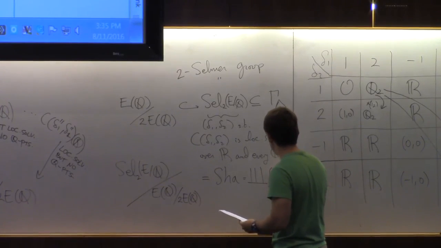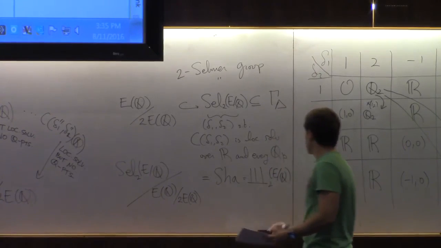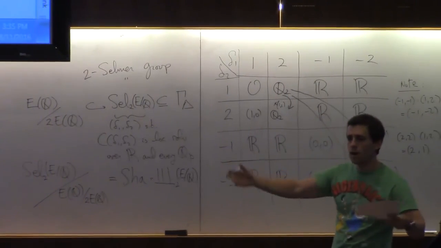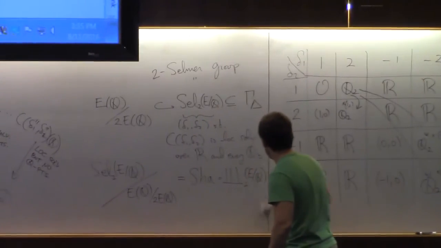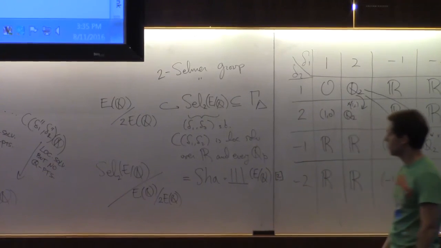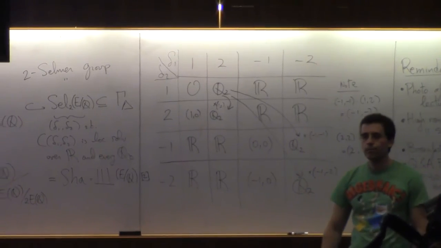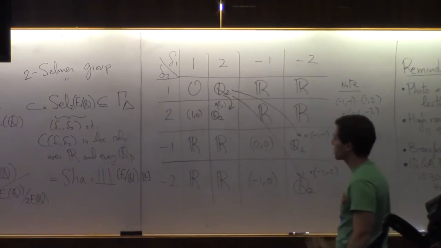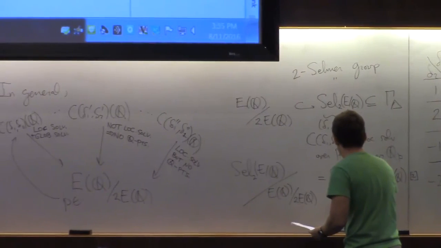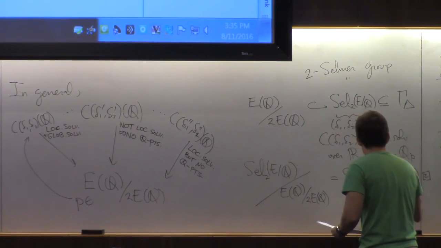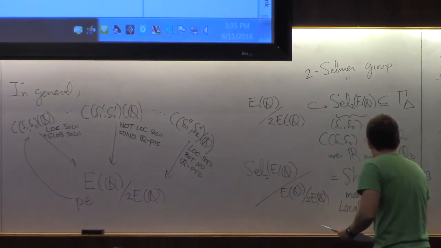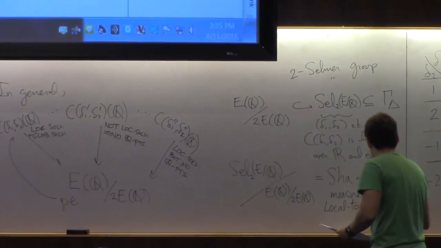I'm going to put a little 2 there, but what I'm actually getting is, Sha itself is a group. It's a Sha for every prime, and what I get here is actually the 2-torsion of that group. So I'm going to put a 2 back there instead to reflect that. Okay, so I'm just getting a tiny piece of that, and it measures the local to global failure.